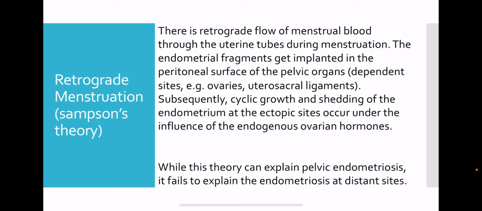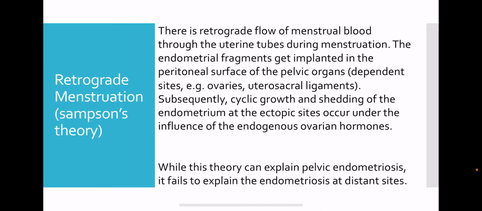So guys, when they are traversing upwards, what happens? These endometrial fragments, these small pieces of the endometrium, get implanted in the peritoneum of those pelvic organs. The dependent sites will be the ovaries, uterosacral ligament, etc. As a result, what happens? There is a cyclic growth and shedding of the endometrium at these ectopic sites. They occur under the influence of the endogenous ovarian hormones.